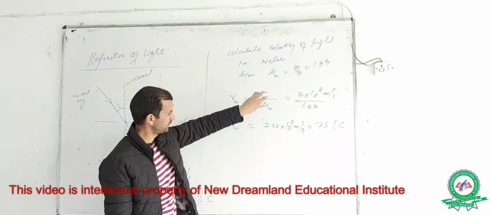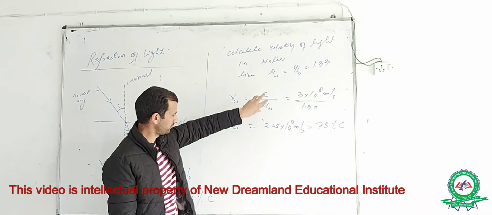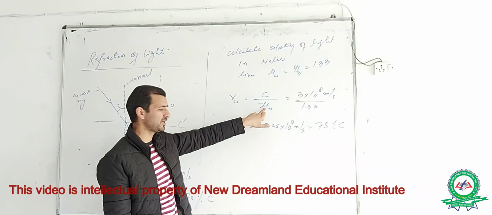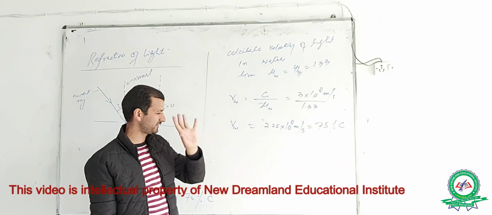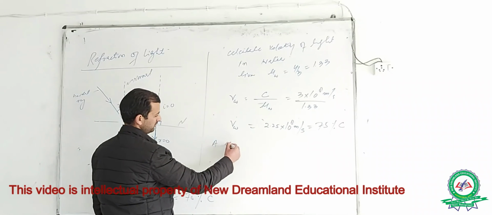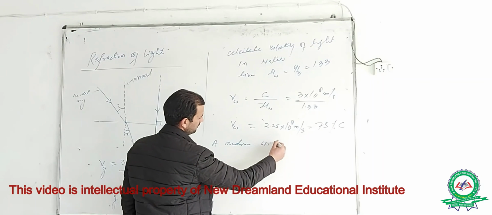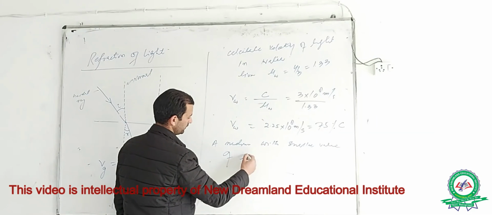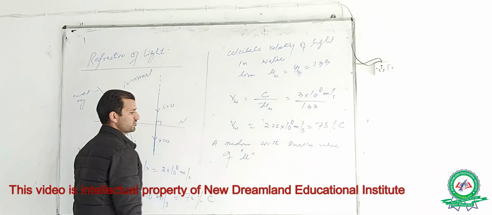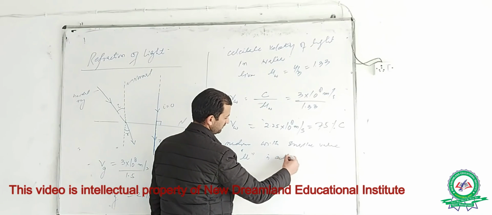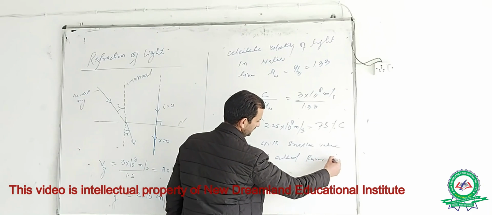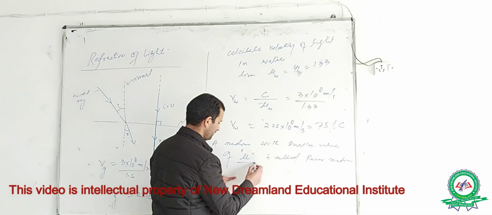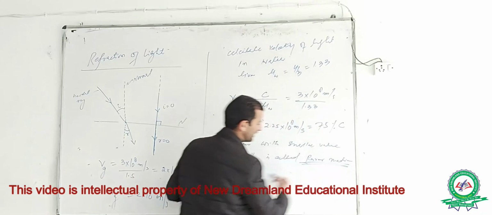A medium with a smaller value of mu, we call a rarer medium, and a medium with a greater value of mu, the refractive index, we call a denser medium. That is, a medium with a smaller value of mu, refractive index, is called a rarer medium. So this is the definition of a rarer medium: the medium with the smaller value of mu is called a rarer medium.